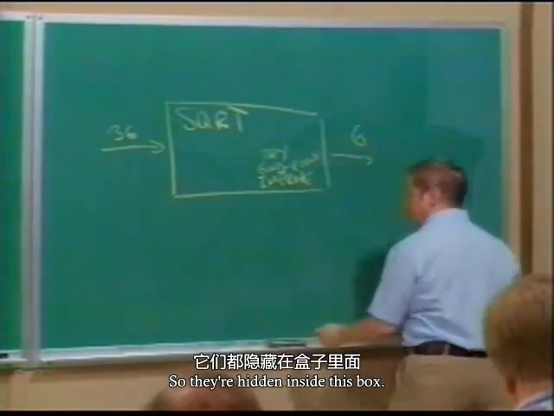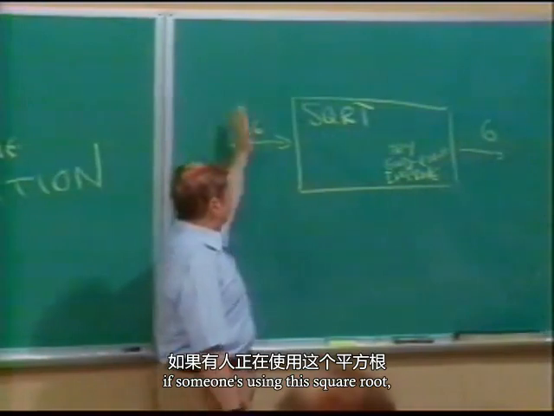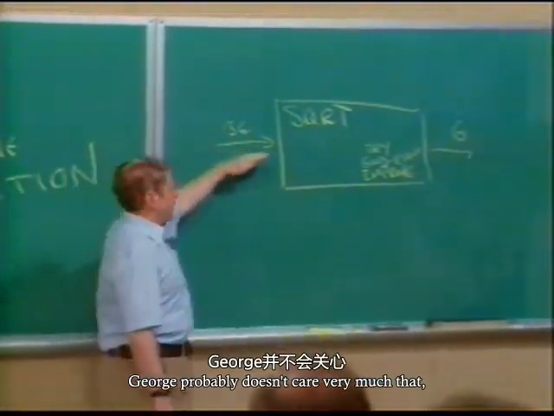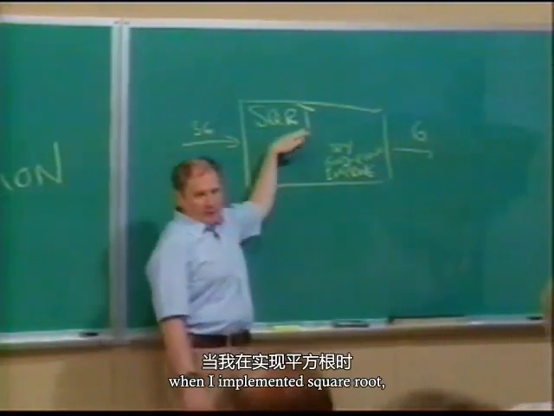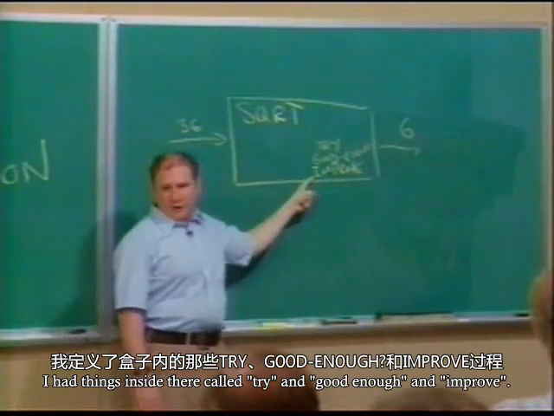Right, so they're hidden inside this box. And the reason for doing that is that if someone's using this square root, if George is using the square root, George probably doesn't care very much that when I implemented square root, I had things inside there called try and good enough and improve.